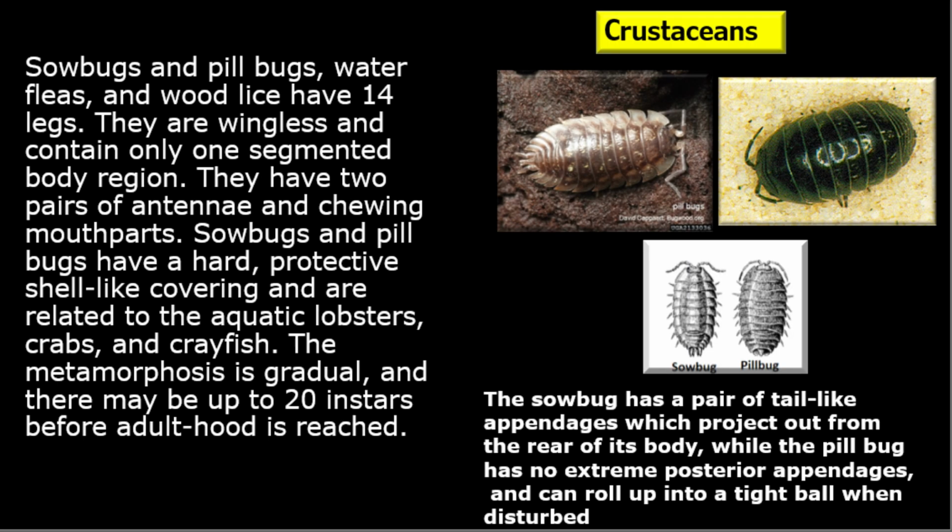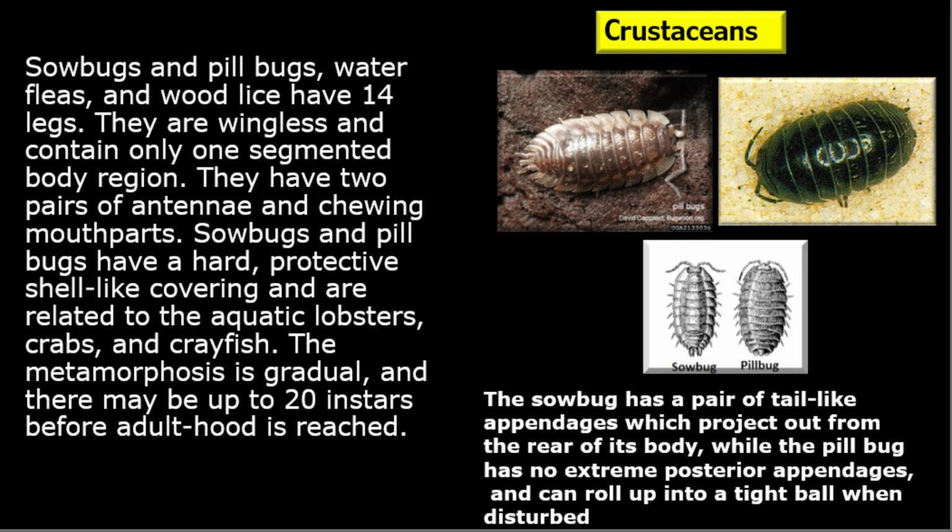With crustaceans, we'd be talking about sow-bugs and pill-bugs, water fleas, and wood lice. They have 14 legs. They are wingless and contain only one segmented body region. They have 2 pairs of antennae and chewing mouth parts. Sow-bugs and pill-bugs have a hard, protective shell-like covering and are related to the aquatic lobsters, crabs, and crayfish. The metamorphosis with these is gradual, and there may be up to 20 instars before adulthood is reached.